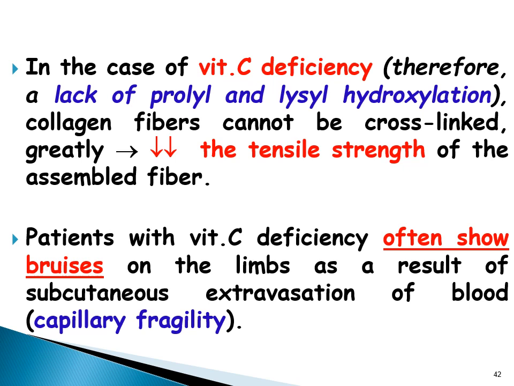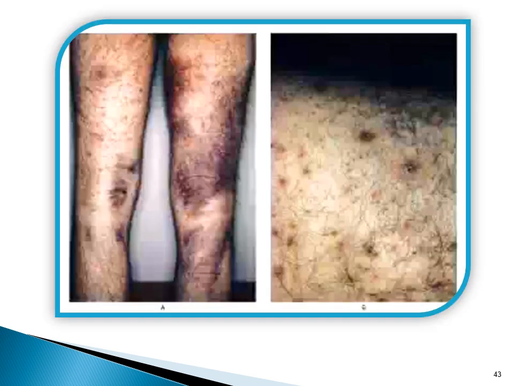So usually, patients with vitamin C deficiency show bruises on the limbs as a result of subcutaneous extravasation of blood. It is because of increased capillary fragility. So in exams, there is a routinely asked justification that vitamin C deficiency, or ascorbic acid deficiency, leads to scurvy or increased bleeding tendency. Here you can see the picture of a patient suffering from scurvy. These are petechial hemorrhages, or bruises, due to poor collagen formation and subcutaneous extravasation of blood.